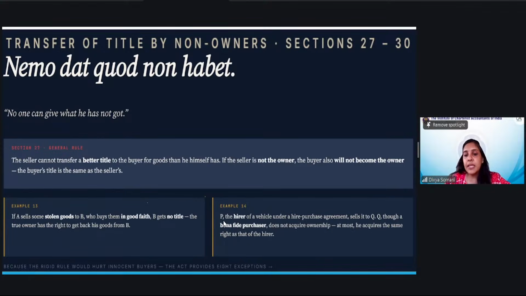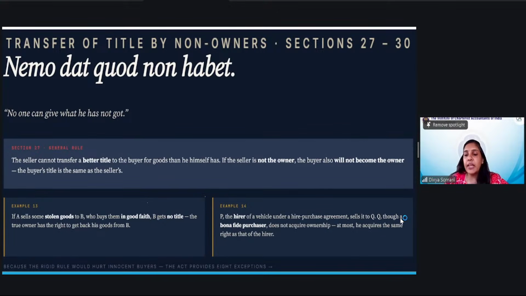Next example, P, the hirer of a vehicle under a hire purchase agreement, sells it to Q. Normally, in case of hire purchase, you are only a kind of bailee. That means you can use the machinery or vehicle for your purpose, but after accomplishment of the purpose, you will have to return it back to the owner. So P, who is not actually the owner of the goods, is simply the hirer or a tenant kind of. He has taken a vehicle on rent.